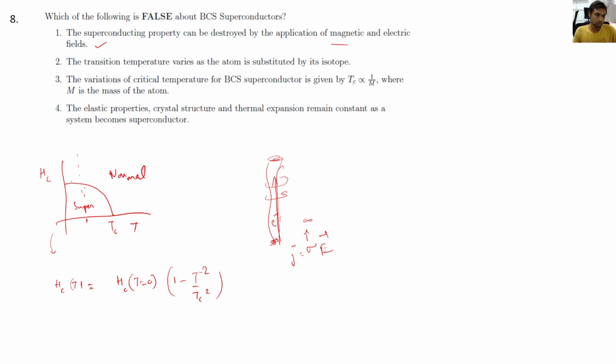The transition temperature varies as the atom is substituted by its isotope. This statement is also correct, because it has been found experimentally and predicted, that the transition temperature or the critical temperature is inversely proportional to the square root of the mass of the isotope of that particular material.